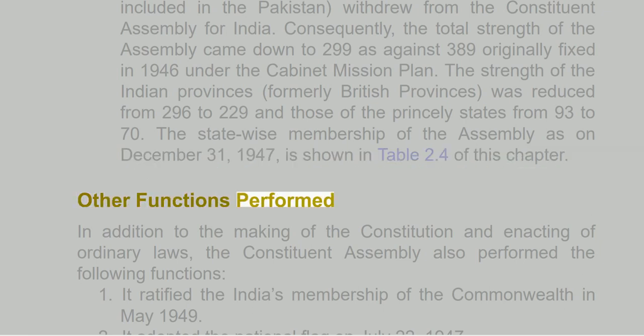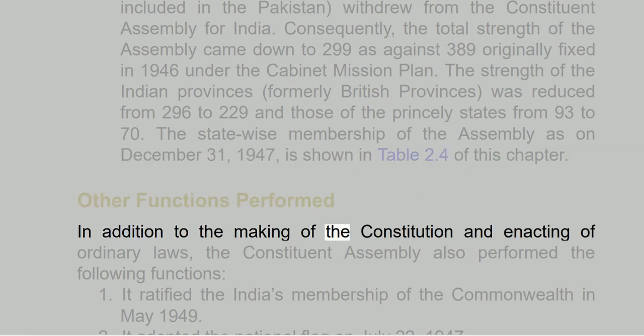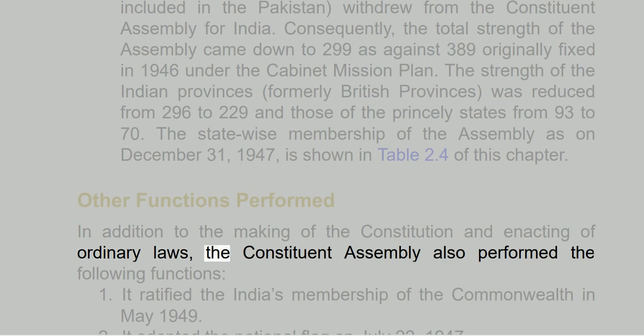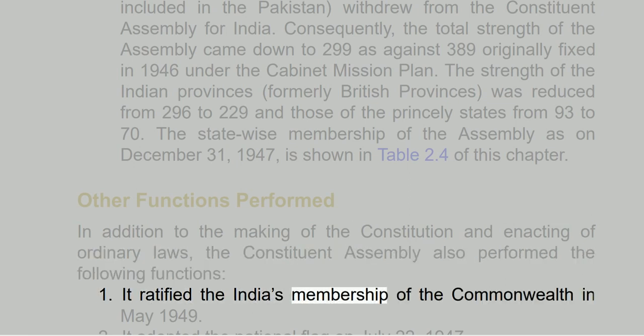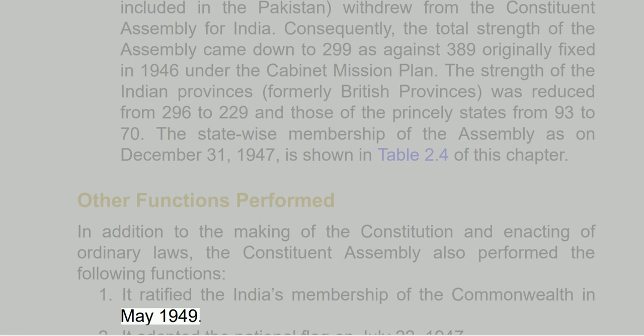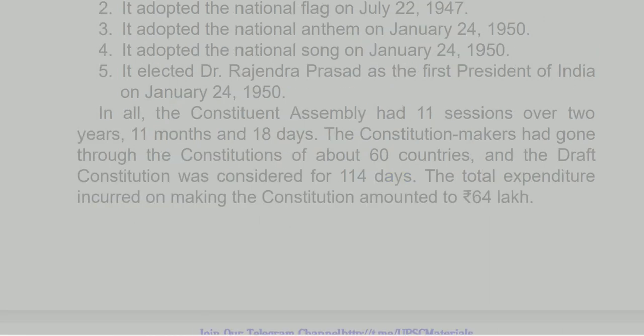Other functions performed. In addition to the making of the Constitution and enacting of ordinary laws, the Constituent Assembly also performed the following functions. 1. It ratified India's membership of the Commonwealth in May 1949. 2. It adopted the national flag on 22nd July 1947. 3. It adopted the national anthem on 24th January 1950. 4. It adopted the national song on 24th January 1950. 5. It elected Dr. Rajendra Prasad as the first President of India on 24th January 1950.